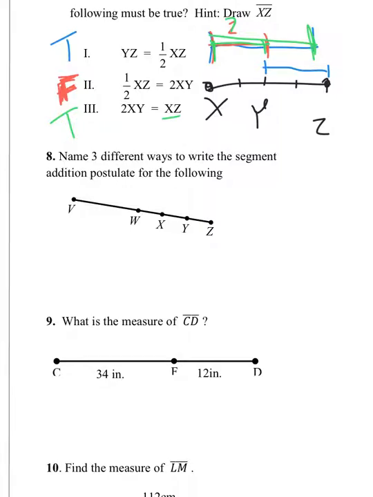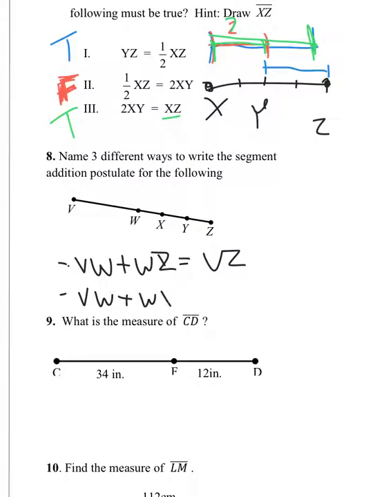Name 3 different ways to write the segment addition postulate. So the segment addition postulate just says the smaller segments that are combined add up to make the bigger one. So you could do VW plus WZ equals VZ. Basically, it's different ways to write that the smaller segments equal the bigger one. You could do VW plus WX plus XZ equals VZ. So this time, instead of doing what looks like 2 halves, I did this plus this, and then I made that 1. Still segments, still add up to the big thing, just a different combination of them in order.